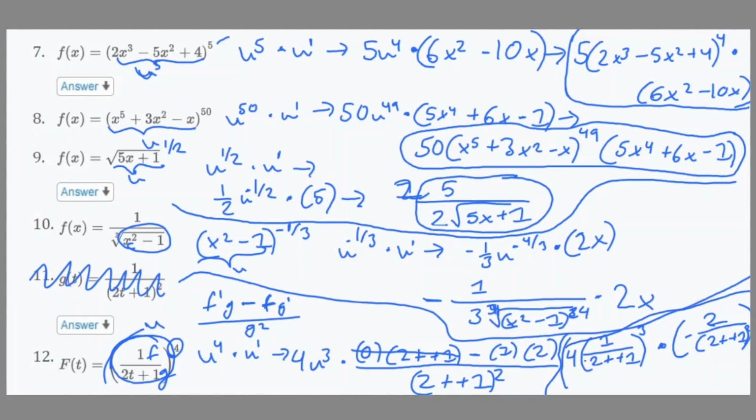12. So you see, number 12 is one of the first questions we faced where we have to use more than 2 rules. We'd have to use the chain rule for the outside stuff, and then inside we had to use the quotient rule to get the derivative of this inside part. But if you keep it organized, it'll work just fine.